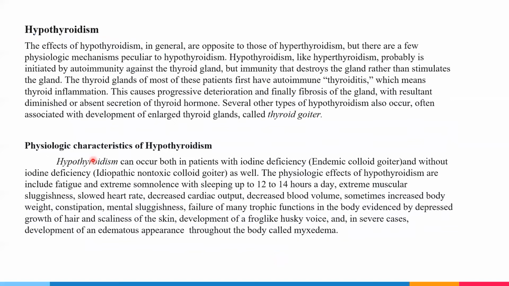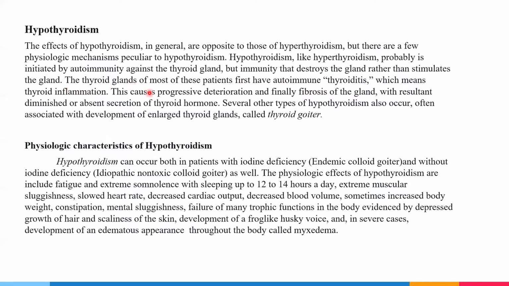Next, we look into hypothyroidism. The effects of hypothyroidism in general are opposite to those of hyperthyroidism. But there are a few physiologic mechanisms peculiar to hypothyroidism. Hypothyroidism, like hyperthyroidism, probably is initiated by autoimmunity against the thyroid gland, but immunity that destroys the gland rather than stimulating it.